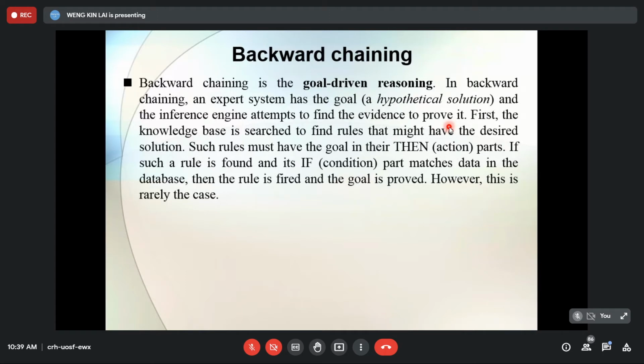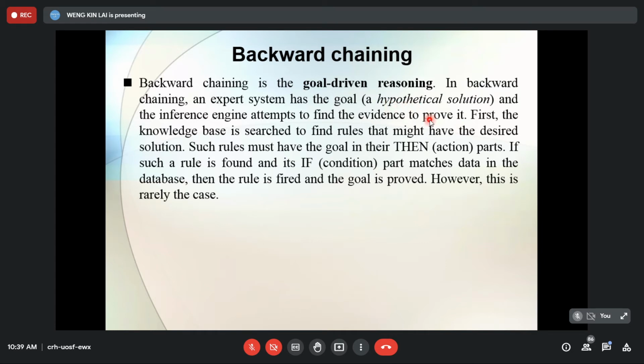I want to find the justification to support my theory that this is true, as you'll see later on. So your inference engine will try to find the evidence to justify, to prove that this is indeed true, your hypothetical solution.